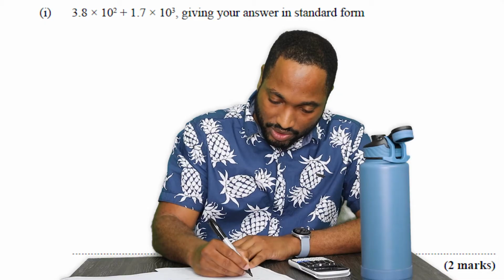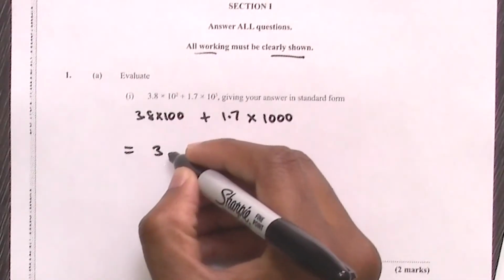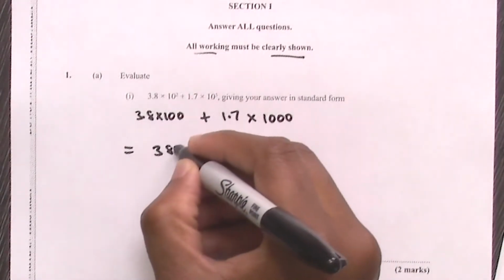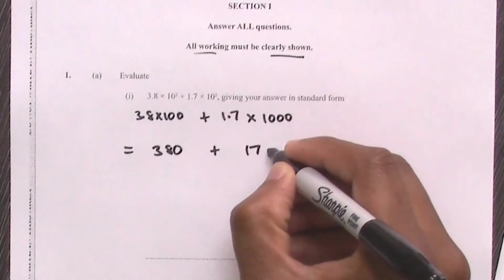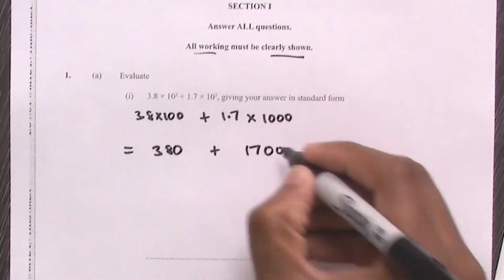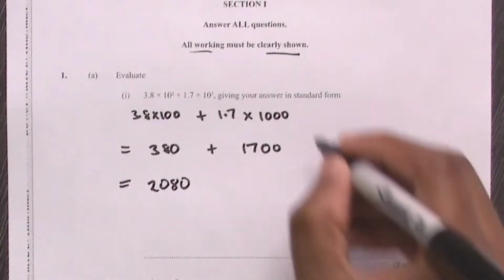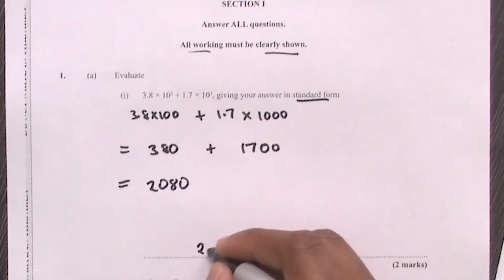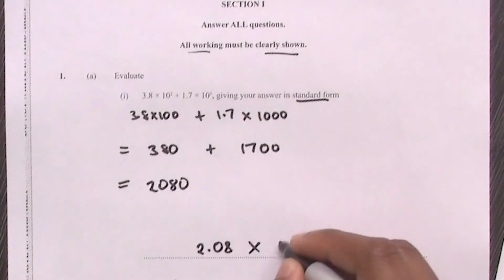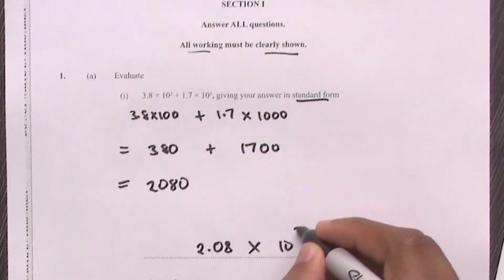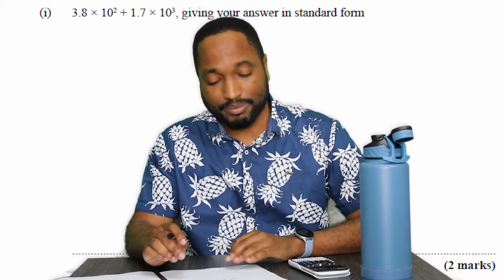This gives me 380 plus 1700. This gives me 2080. We want the answer in standard form, so this is 2.08 times 10 to the power of 3. The decimal point will have moved 3 times. Let me know if you understand that.